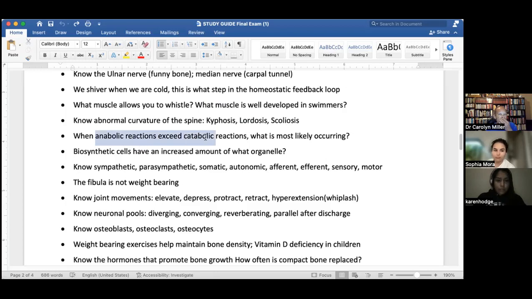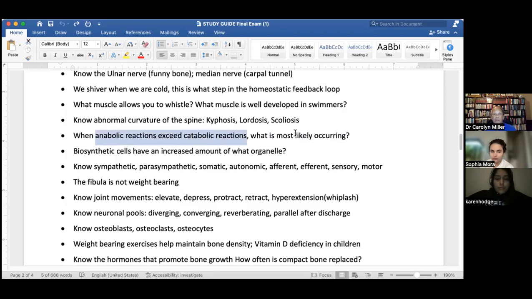When anabolic reactions exceed catabolic reactions, when you're doing more building up at a high rate, making new things, that is most likely growth. So you've heard all that, a child's in a growth spurt, lots of protein being made as the person grows. So therefore, when anabolic reactions exceed catabolic reactions, what is most likely occurring is growth.